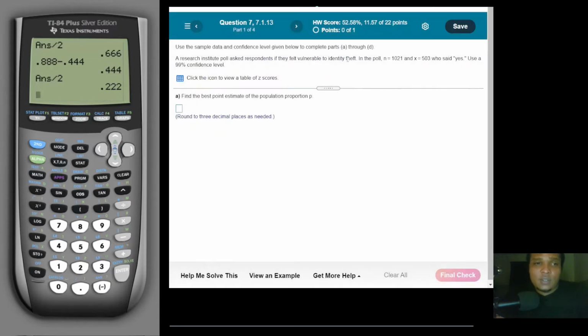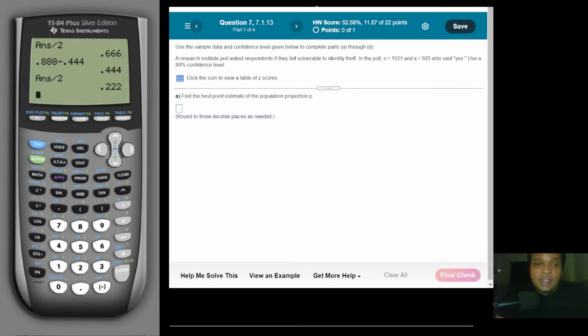All right, next. Okay, it says use the sample data and confidence level given below to complete parts A through D. Let's see, a research institute poll asks respondents if they feel vulnerable to identity theft. So your N is going to be 1021, your X is going to be 503. Those are the people who said yes. Use a 99% confidence level. All right, so a few things here. It says find the best point estimate of the population proportion P. So to find the point estimate, that's your P hat.